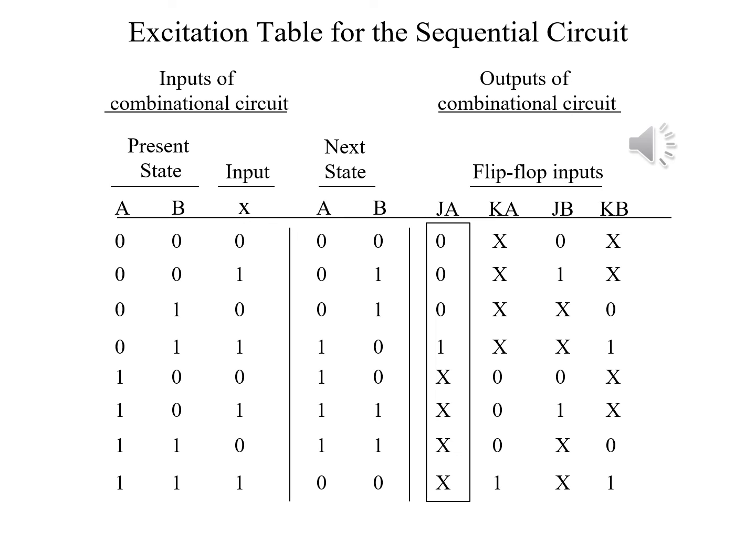As we can see on the excitation table, there are 4 cases of don't care conditions for JA, where A is 1, B is 0, and X is 0, where they are 1, 0, 1, 1, 1, 0, and 1, 1, 1. There is exactly one case where JA is 1, and that is where A is 0, B and X are both 1.